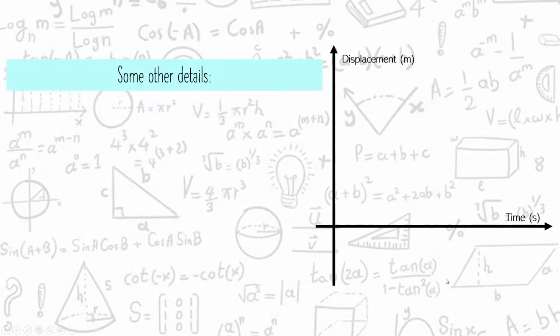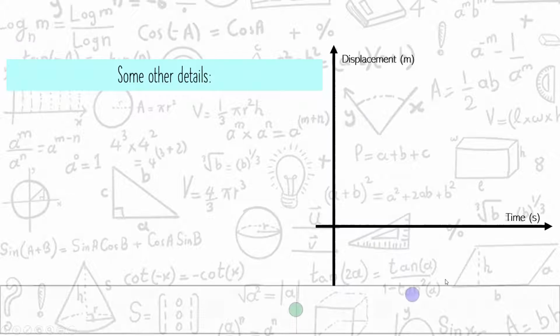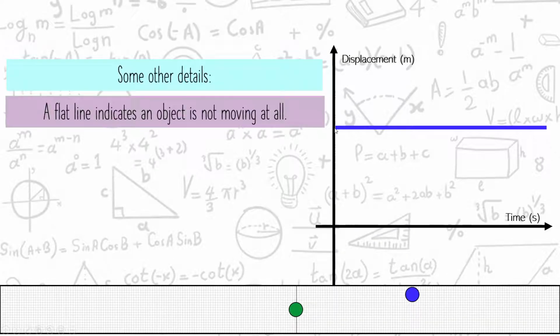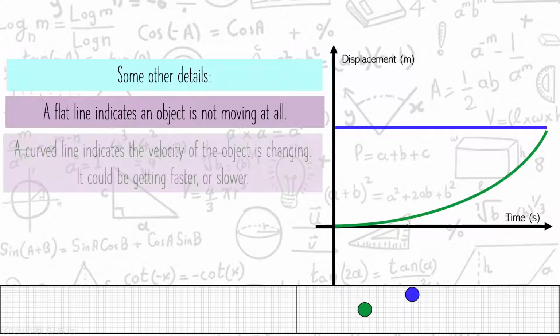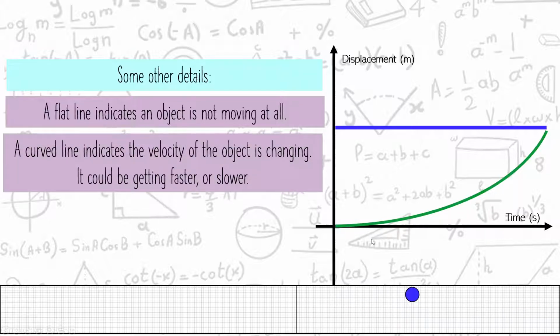Here's some other details that you might use within this topic. If you have a flat horizontal line, it means that there's no velocity, which means your object is not moving whatsoever. This is the blue object here, it's not going to move. This green object has a curved line, and that indicates that the velocity is changing. In this case, the object is getting faster as time goes on, as the line's getting steeper.